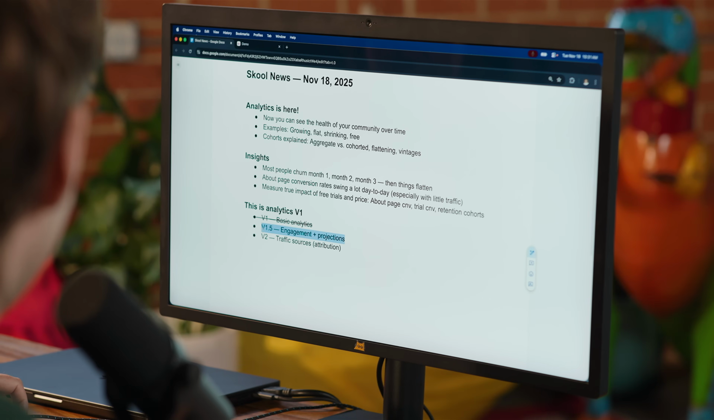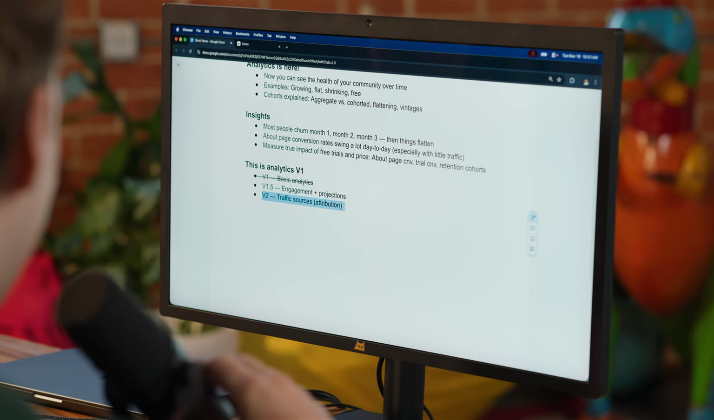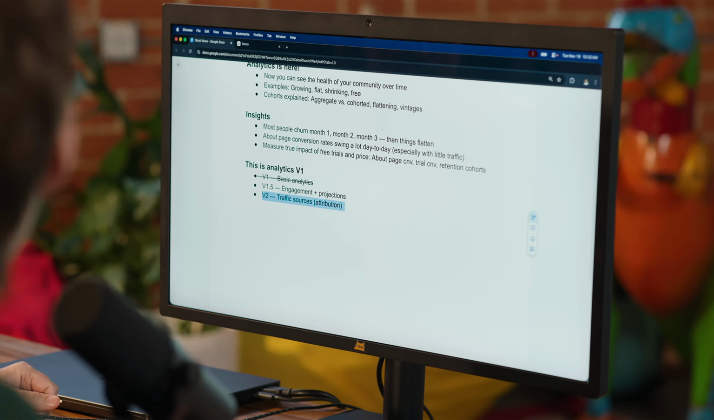So that'll be 1.5. And then V2 is the beast, which is the traffic sources and attribution. That's going to be insane. This is the sexiest one for sure. Like seeing where your members come from. Like 50% of your customers come from Skool Network, 20% come from Instagram, 10% come from ads. An interesting one I've seen is Google search. A lot of members seem to come in some groups from Google search. Interesting. This is the sexy one, and we're working on this one too.